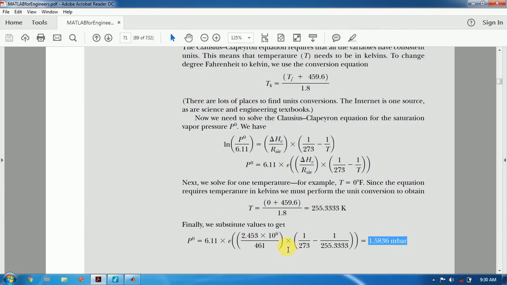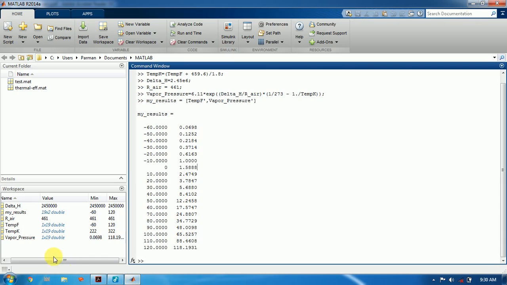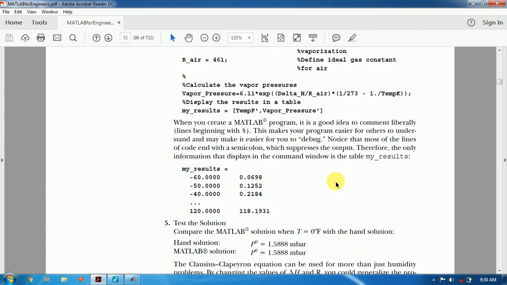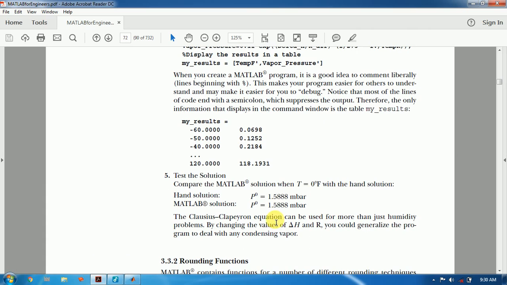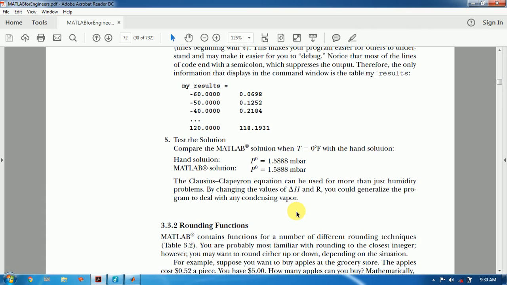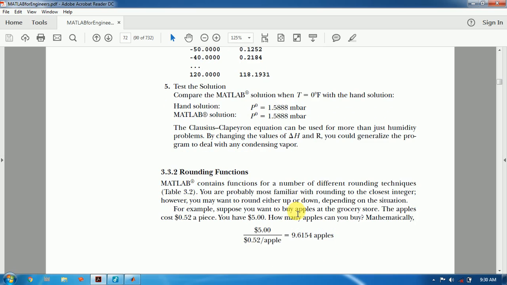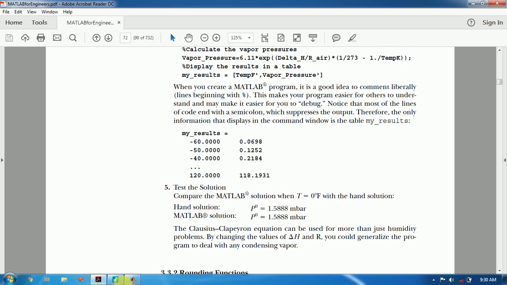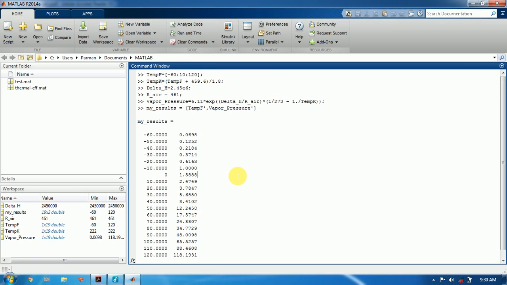Okay, do you get a clear definition of the vapor pressure? Let's continue. Okay, that is one of the comments in MATLAB. It will definitely be easy to follow.